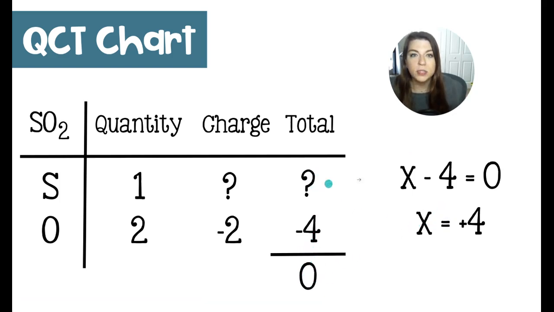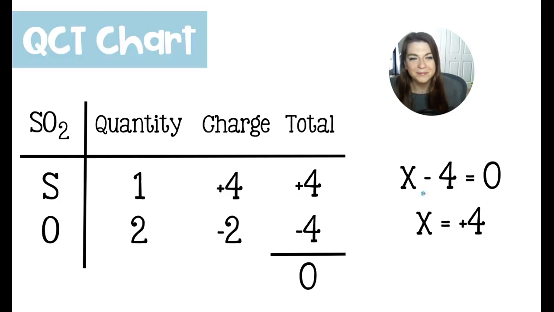So x is going to be +4. The sum of all of my sulfurs is +4. I know there's only one sulfur, but I'm saying it this way because you'll see in a minute. So because I only have one sulfur, that single sulfur atom has a charge of +4. So the oxidation state of sulfur in SO2 is +4.